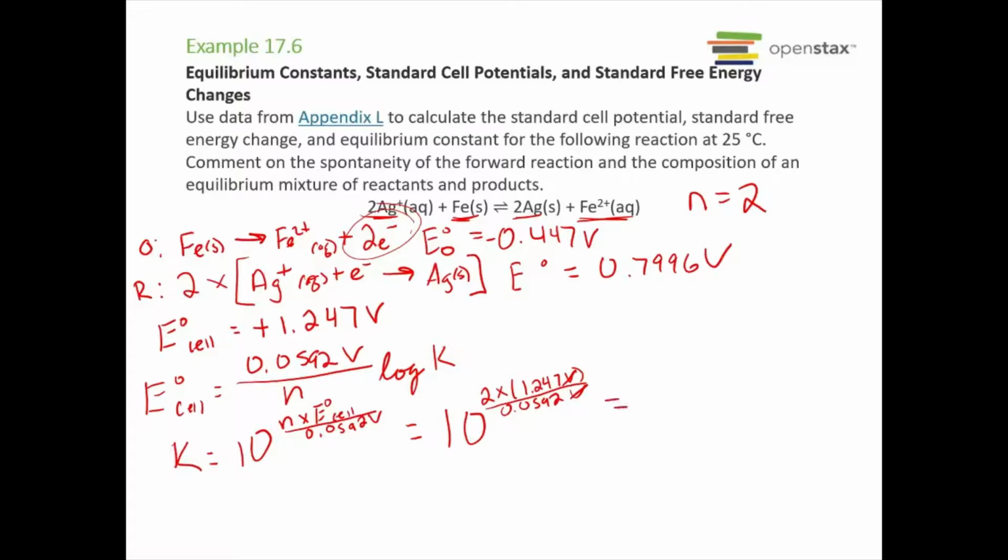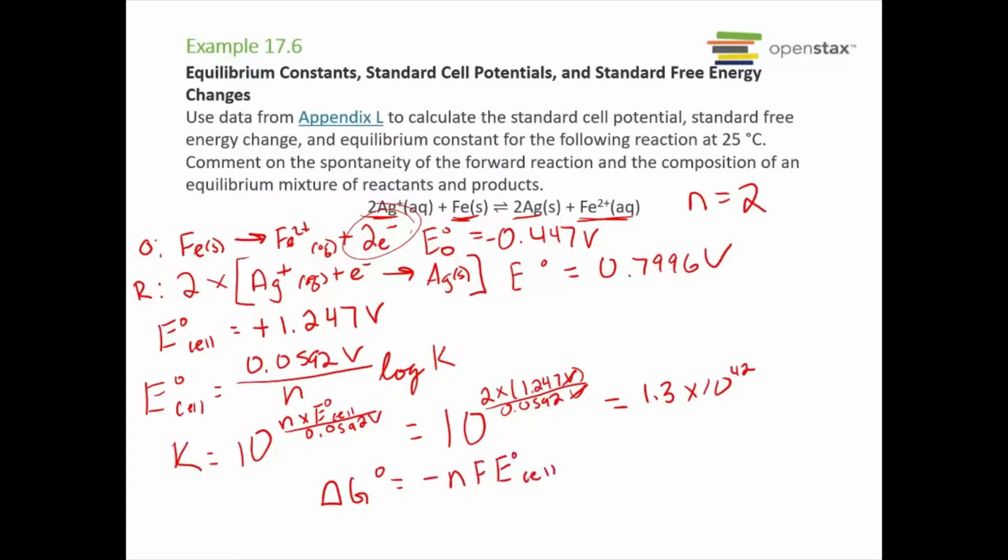So then this becomes 1.3 times 10 to the 42nd power. Yeah, I'd say that's a little bit greater than 1. What about you? So then the standard Gibbs free energy, we can also calculate, is equal to negative nFE of the cell.